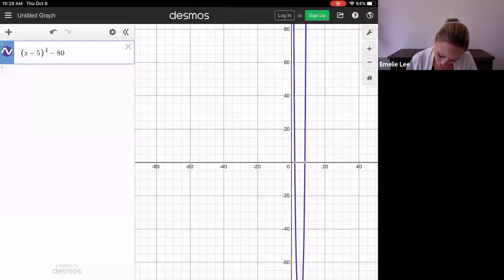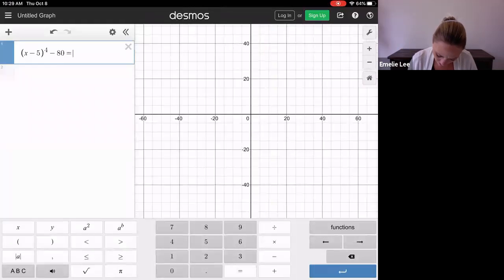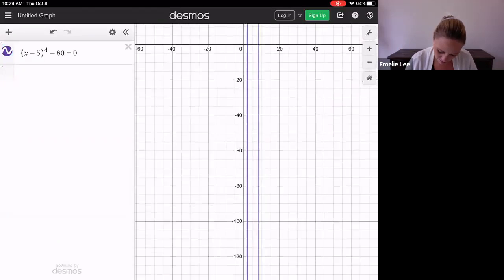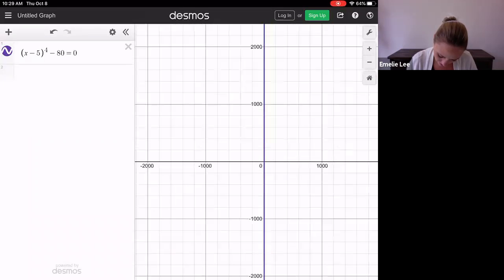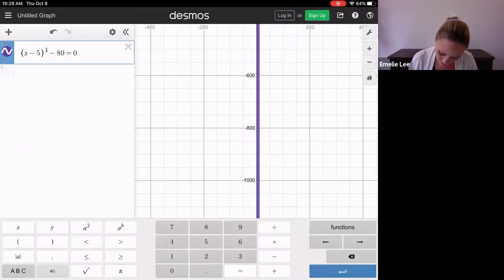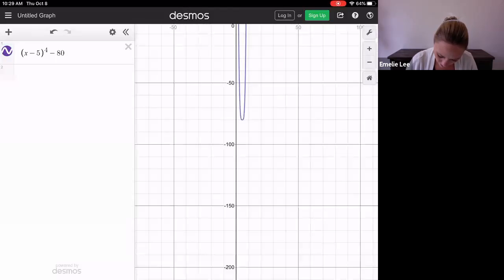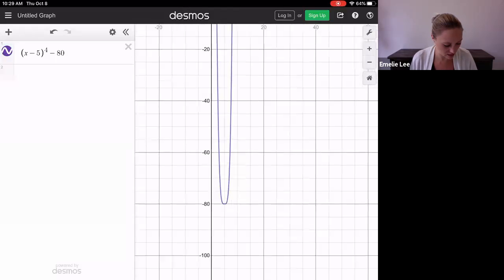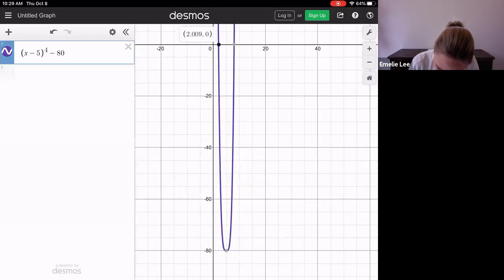Whoops. I'm going to zoom out here. Sometimes you have to zoom out a lot. Okay. What happens if I put equals 0? Nothing. It just keeps going and going. I'm going to ditch the equals 0. Okay. So where does this thing equal 0? It equals 0 at 2.009. It's probably an approximation, but also at 7.991.